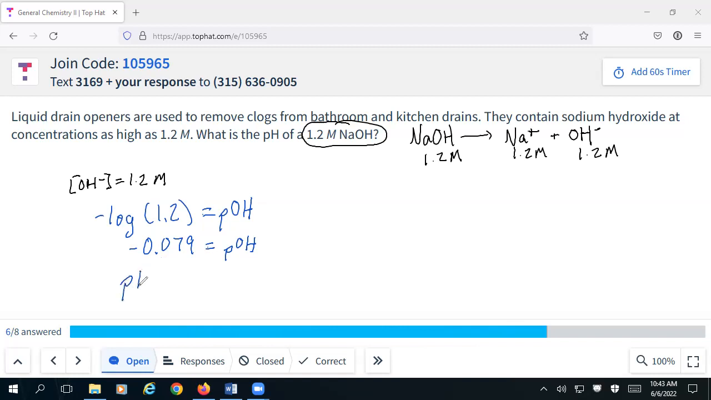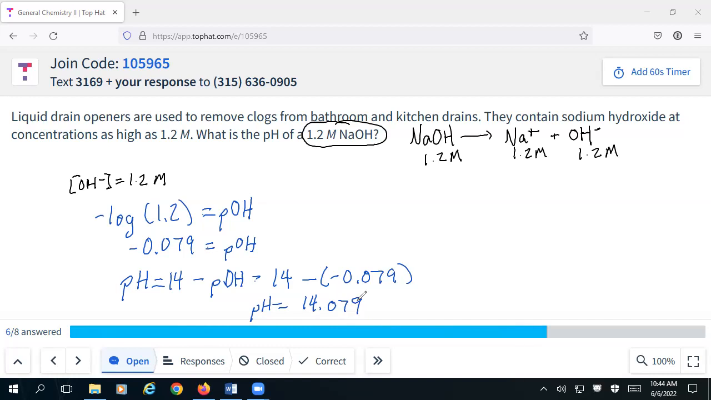The pH would be equal to 14 minus the pOH. So 14 minus negative 0.079 would give us a pH value of 14.079.